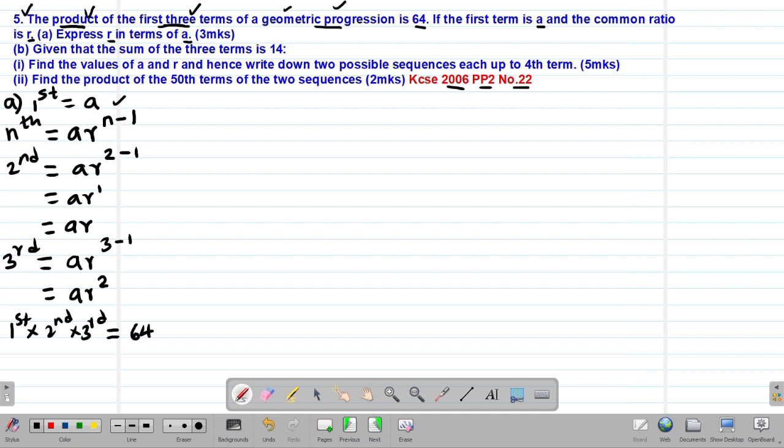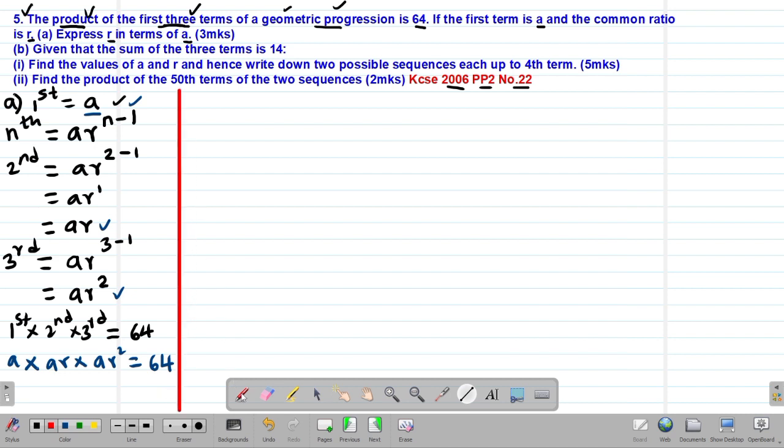Remember, the word product in mathematics simply means multiplication. Therefore, if I take the first term, which is denoted by small a, then multiply with the second term, which is ar, then multiply with the third term, which is ar squared, this product is supposed to give me a positive 64. Then this equation can still be simplified because it has some like terms, so we can group the like terms together.